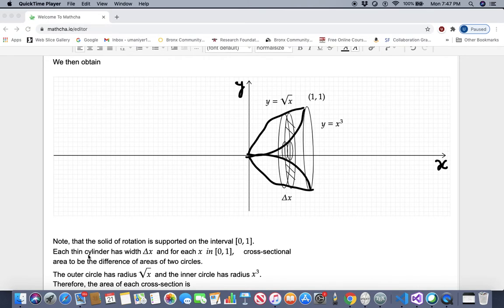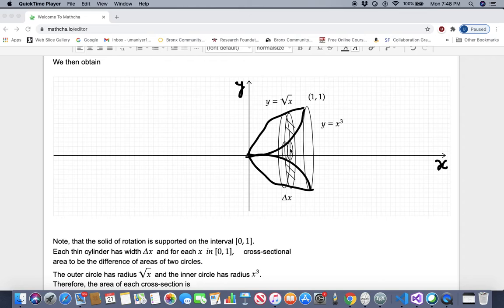So 0 to 1. When you take vertical slices, each thin cylinder has width delta x, because that's the change in x value, horizontal delta x. And for each x from here to here, the cross-sectional area is the difference of areas of two circles. There is a circle outside and a circle inside. In other words, the region is the region between two concentric circles.